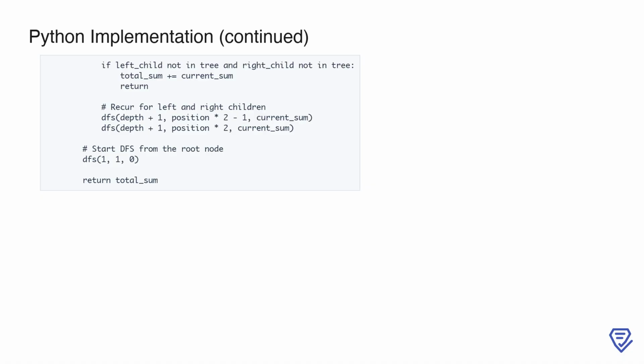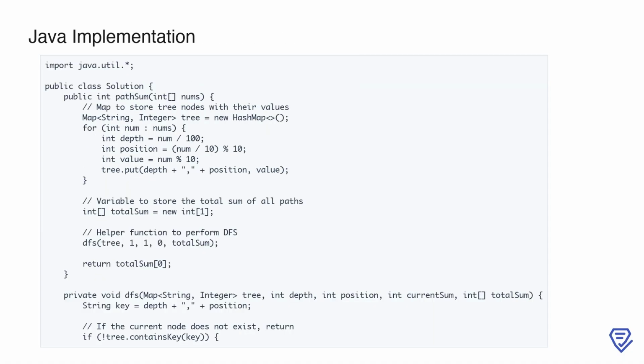Here, we start by defining the class Solution and the method pathSum, which takes an array of integers called nums as input. Each number in the array represents a node in a binary tree encoded as 3 digits. The first digit is the depth, the second digit is the position at that depth, and the last digit is the node's value. To organize this information, we use a hash map called tree, where the key is a string representing the depth and position of a node, and the value is the node's value.